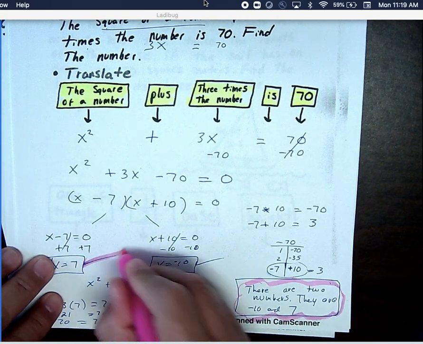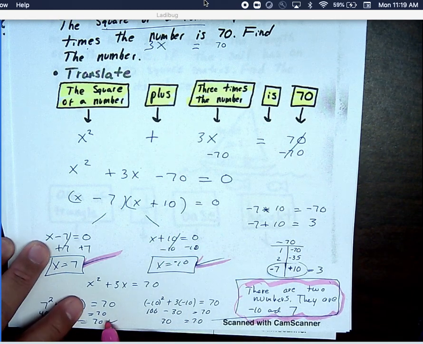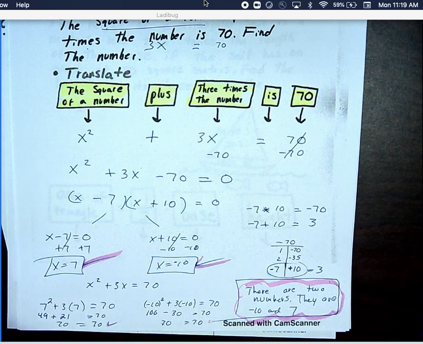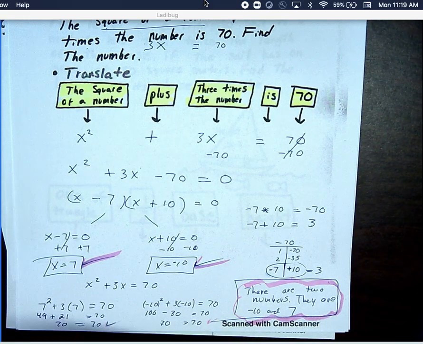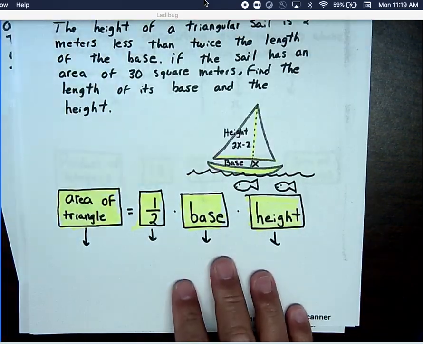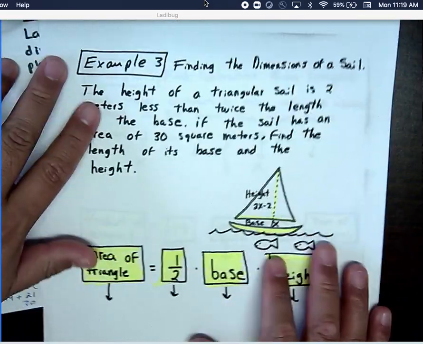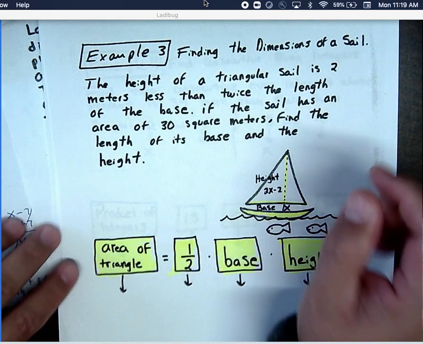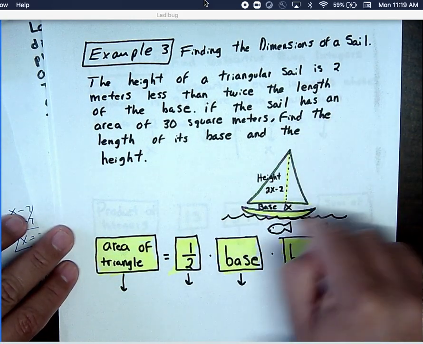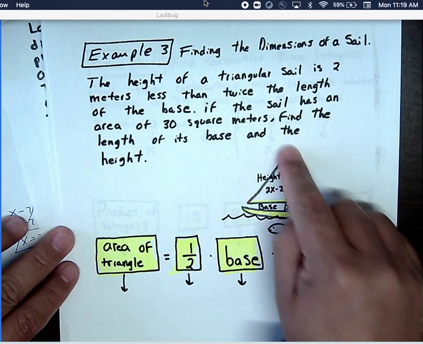Let's see if that one works. Let's check here. Okay, example 3. There are 5 examples. So, finding the dimensions of a sail.